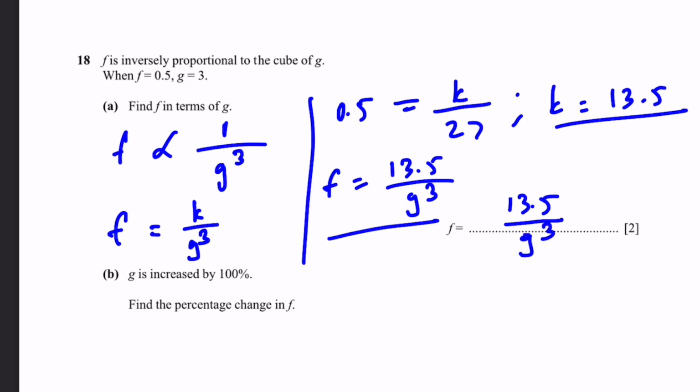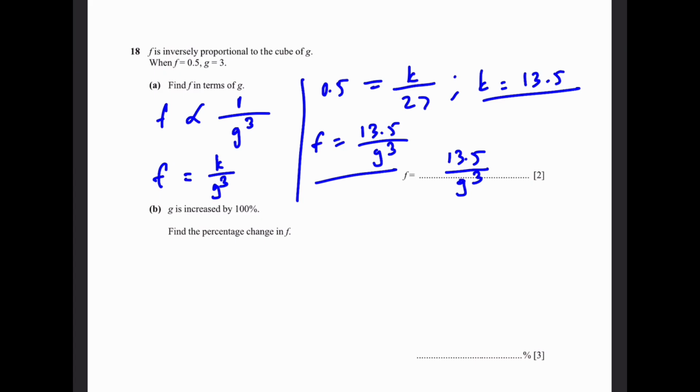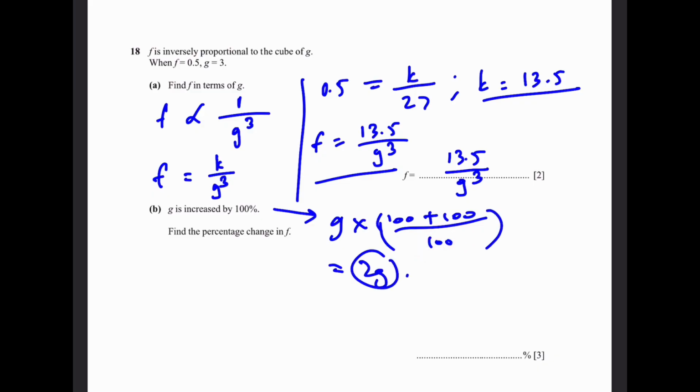Now for part B, g is increased by 100%. Find the percentage change in f. So g is increased by 100%. G becomes g times 100 plus 100, because this is the increase, this is the original, divide by 100, because it is in percentage. So g becomes 2g. So when g becomes 2g, what's the change in f?